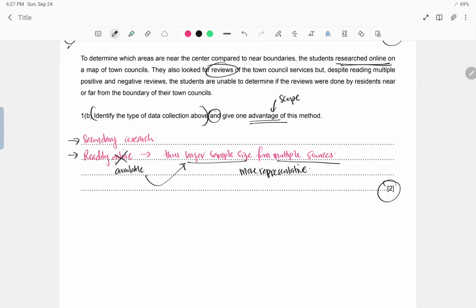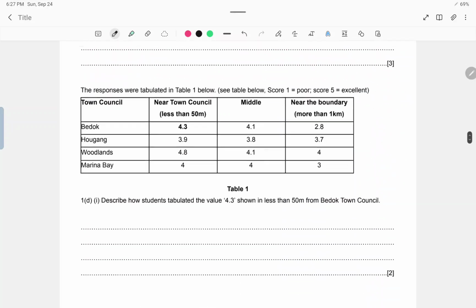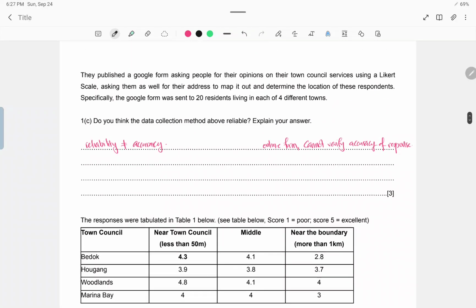Sorry, excuse me. As we move on, next question, they published a Google form. So now instead of relying on what other people have asked, as a Google form, you decide the question. So this is considered primary data, even though it's online. Please remember, as long as you get to shape it and you get to collect the data, this is considered primary data. Even though in this case, unfortunately, it's not face-to-face.